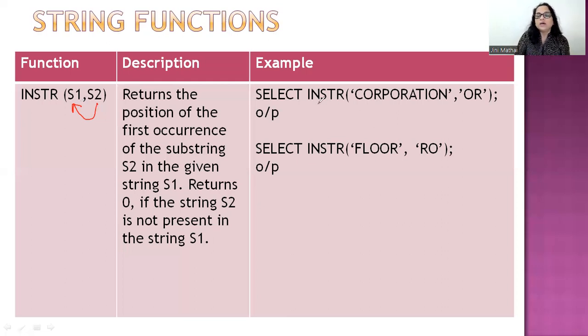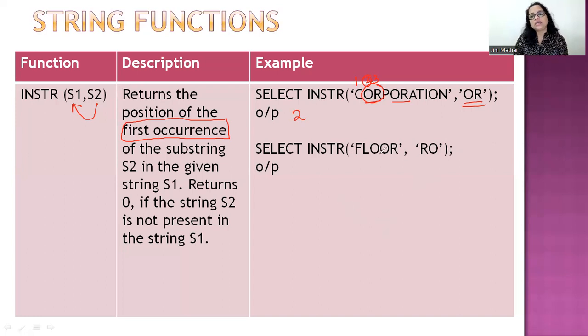Okay, look at this. INSTR corporation, comma, OR. So I'm searching for OR in this string called corporation, but I can see it twice. What does the description say? That it gives you the position of the first occurrence. So where does it occur? Here. Correct? So this is which position? 1, 2, 3. So where did you start getting the substring? At position number 2. So your answer is 2. Clear? Okay. Look at the next one.